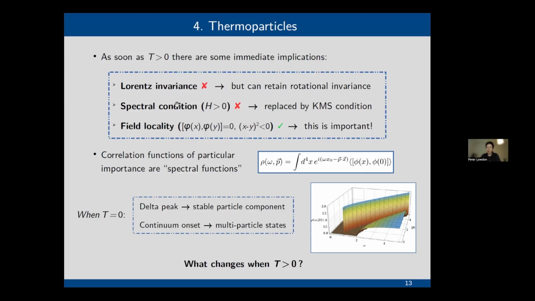The spectrum of your theory is no longer positive, but is replaced by this KMS condition, the definition of equilibrium states, how you introduce temperature into the system. And as I mentioned briefly before, that actually causes you to have negative energy states in your theory. So clearly that violates this condition that you assume holds in vacuum. But what's nice is this condition, this field locality condition, or equivalently, it's just causality, how you impose causality in the theory.